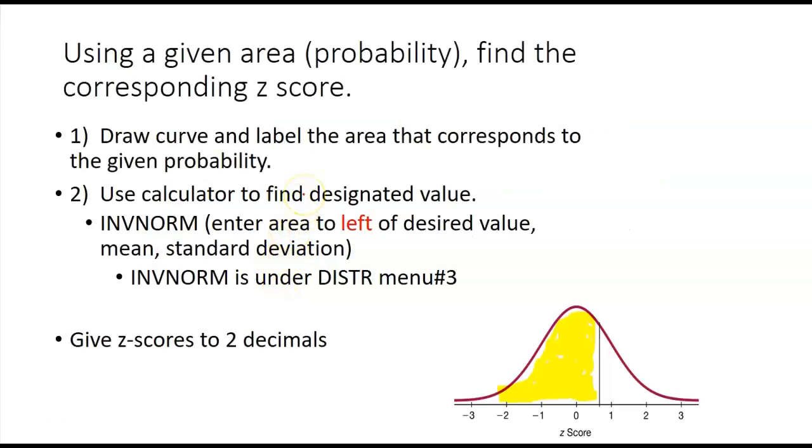Okay, so we're going to turn things around at this point. We've been taking a z-score and finding the probability that corresponds with that. Here we're going to start with the probability, and we're going to find the z-score. We're going to work completely in the opposite direction. So I'm going to show you an orientation to this on your calculator, but before we get to that, a couple things. Always draw and label the area that you're talking about on your curve.